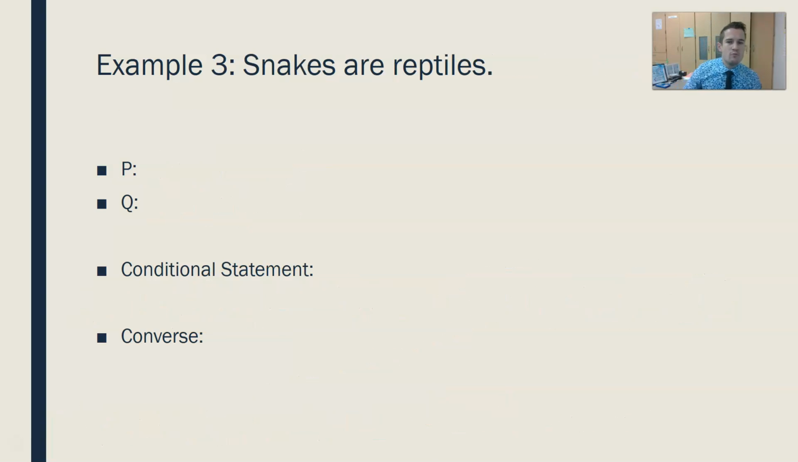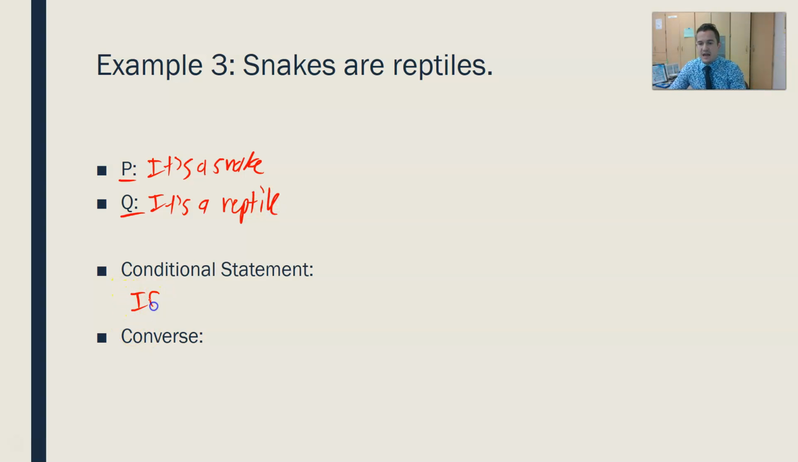Okay, let's do one more. There's some other examples in your guided notes that I'll leave for you. But example number 3 says, snakes are reptiles. Okay, that's a pretty simple statement. So the hypothesis is that I have snakes, so it's a snake. So if I have an animal that's a snake, the result is that it's a reptile. So my conditional statement would be, if it's a snake, then it's a reptile. Which is true, right?